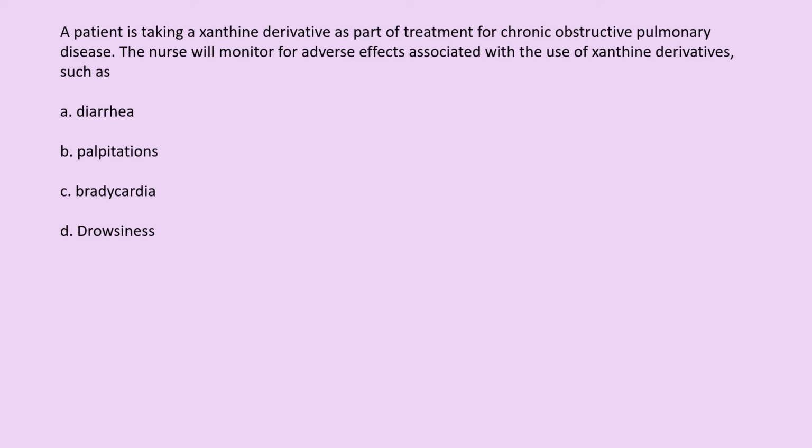A patient is taking a xanthine derivative as part of treatment for chronic obstructive pulmonary disease. The nurse will monitor for adverse effects associated with the use of xanthine derivatives, such as A. Diarrhea. B. Palpitations. C. Bradycardia. D. Drowsiness.